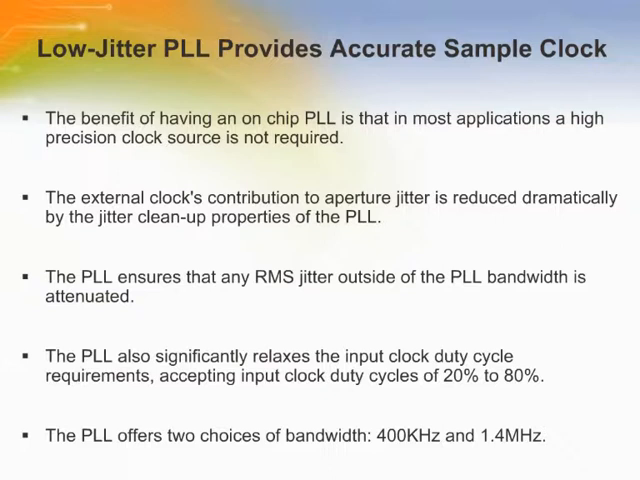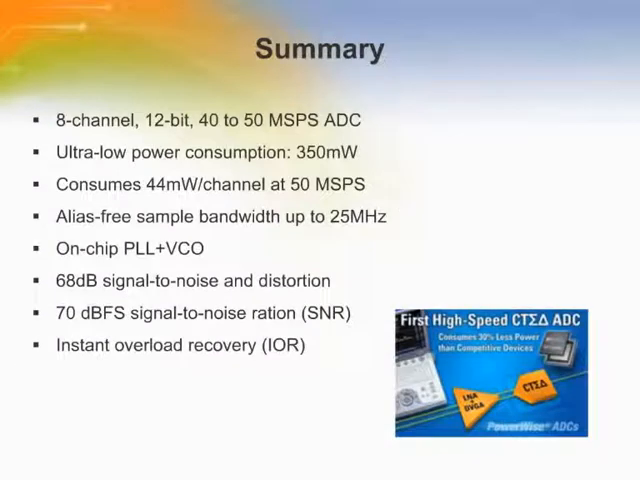This on-chip clock circuit multiplies up the frequency and provides low jitter sampling edges to the modulator loop, allowing for the benefits of CT sigma delta analog-to-digital converters to be realized without requiring a high-performance, high-cost external clock source.